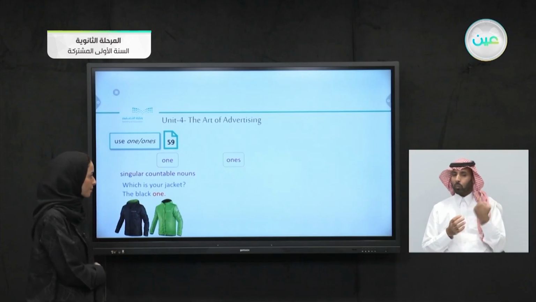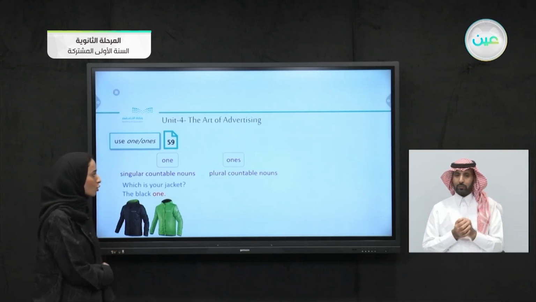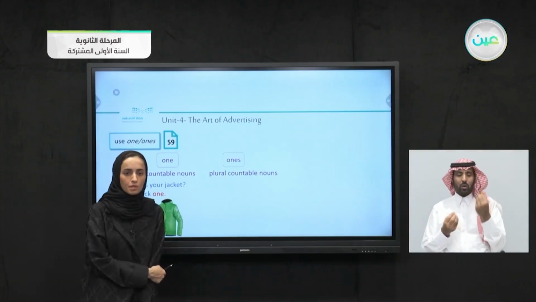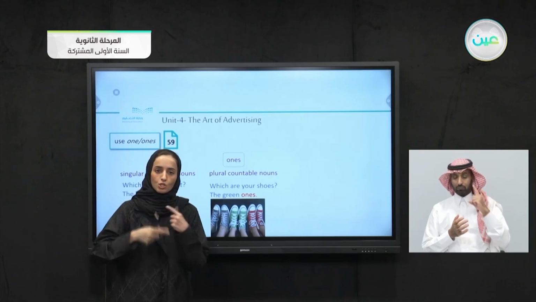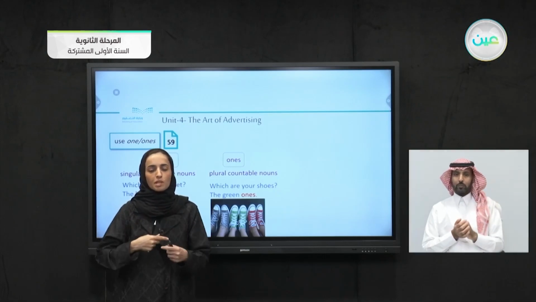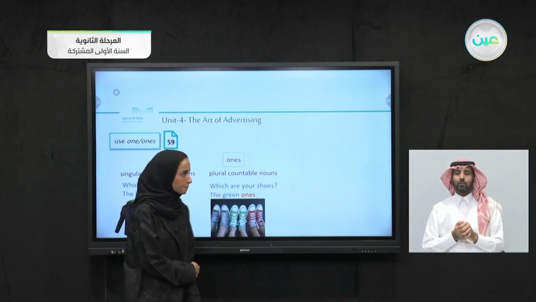One jacket. How about if we're having plural countable nouns? We will say, which are your shoes? Shoes, a pair, so more than one. You will say, the green ones. The green one means like one, and ones is the group. So instead of saying the green shoes, again shoes and repeat, just use ones.